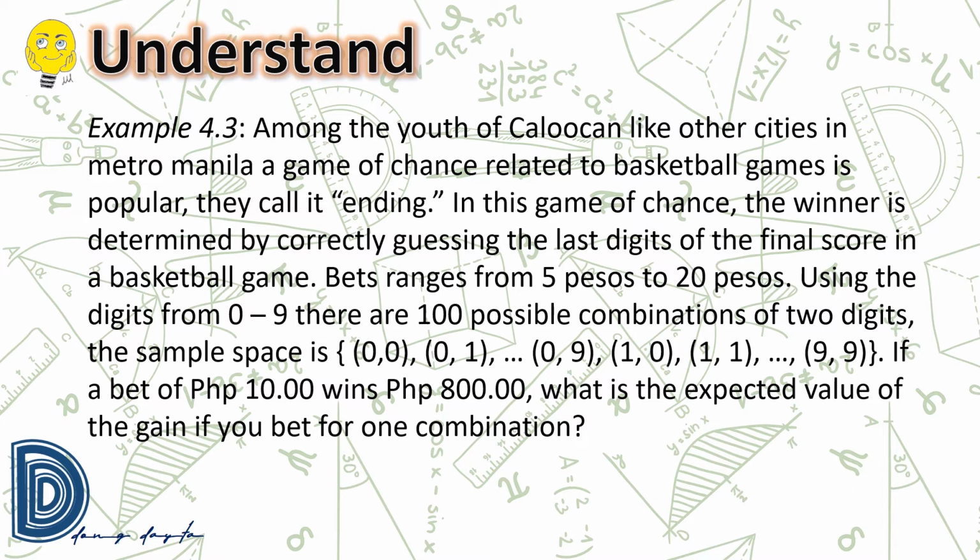Using the digits from 0 to 9, there are 100 possible combinations of 2 digits. The sample space is the set with combinations 00, 01 until 09, 10, 11, and the last possible combination 99. If a bet of 10 pesos wins 800 pesos, what is the expected value of the game if you bet for one combination?